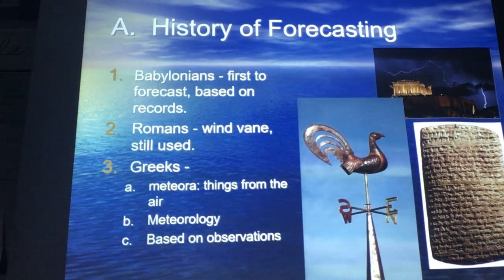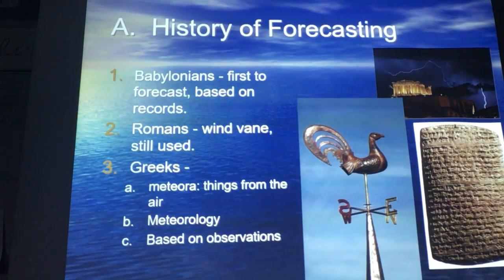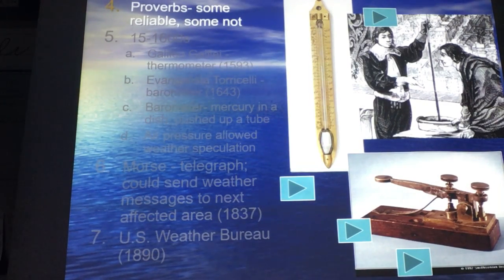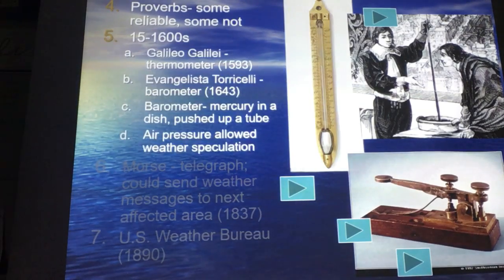Also, they started talking about little old proverbs, or some people might call them wives' tales, where, you know, red sky at night, sailor's delight. Red sky in morning, sailor take warning, or those kinds of things. And they can sometimes be accurate, but not real accurate.